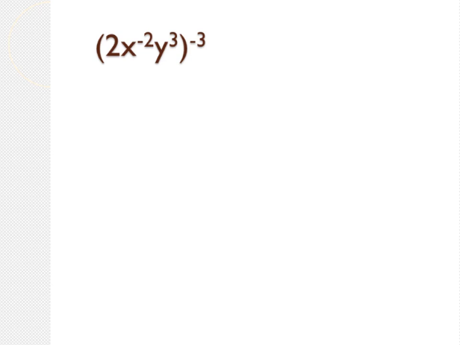This one's a little bit more tricky. So first I'm going to distribute my power. I'm going to give it to everyone on the inside. So this gives me 2 to the negative 3. Right here when I have negative 3 times negative 2, that's going to give me a positive 6. And then I have y to the negative 3, that would give me negative 9.